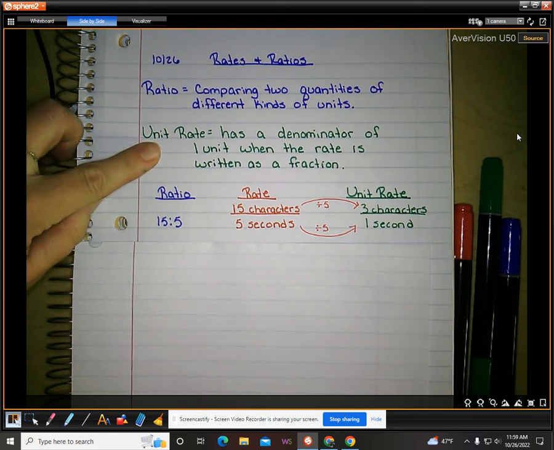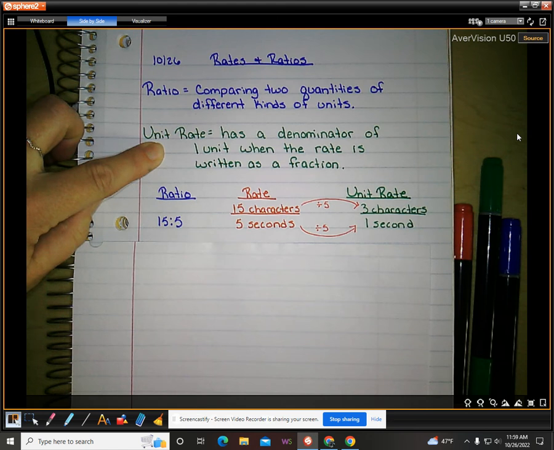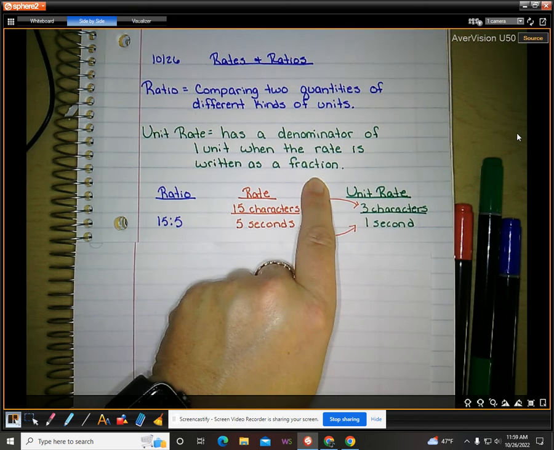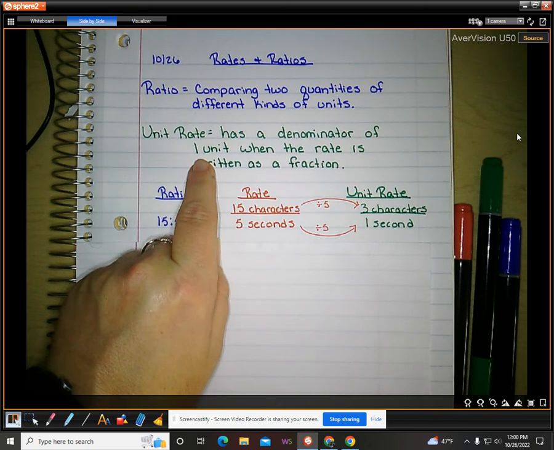A unit rate, okay, has a denominator of 1 unit when the rate is written as a fraction. So a unit rate is always going to be written as a fraction, and the denominator is always going to be 1.